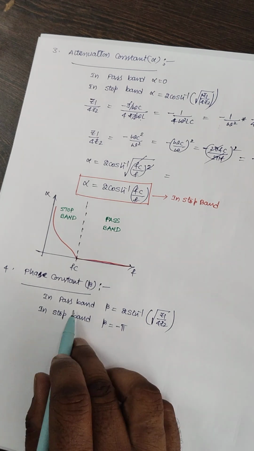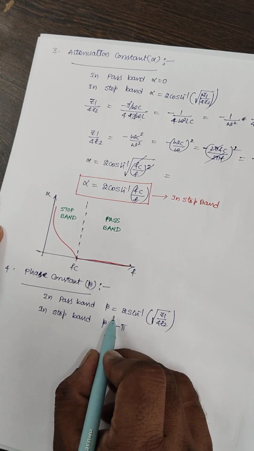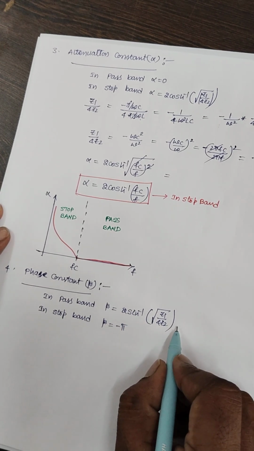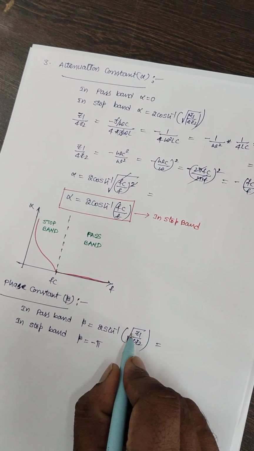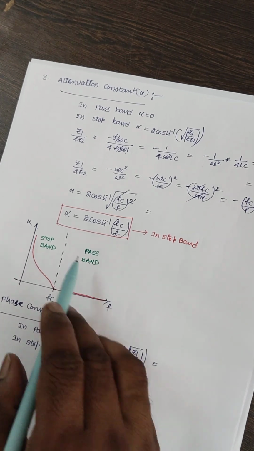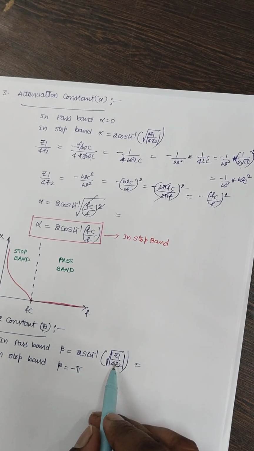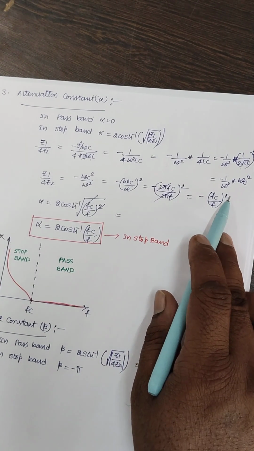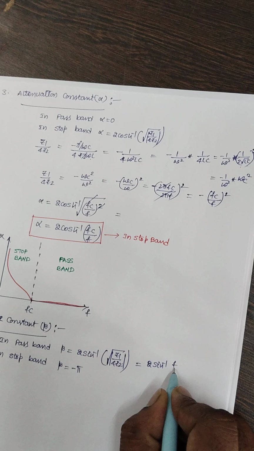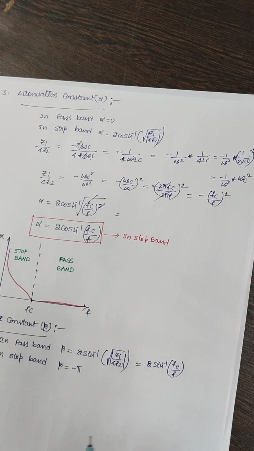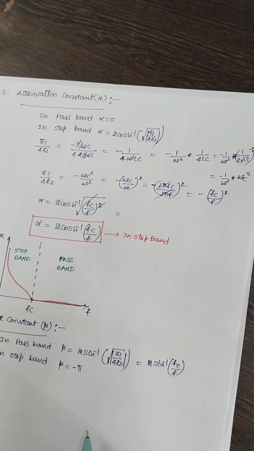First let me find this one. In the passband, beta is equal to 2 sine inverse of square root of z1 by 4z2. We already found that the value of z1 by 4z2 is minus fc by f whole square. Taking the modulus, it is fc by f whole square. The square root and square get cancelled, so 2 sine inverse of fc by f. Finally, you get this expression.